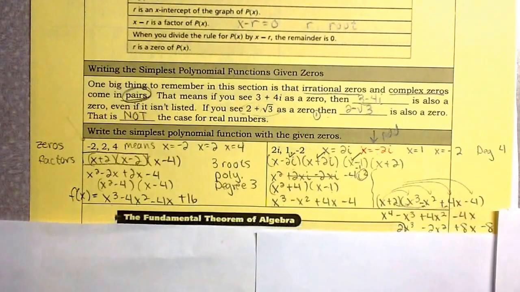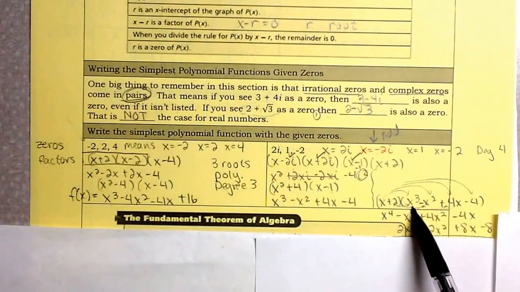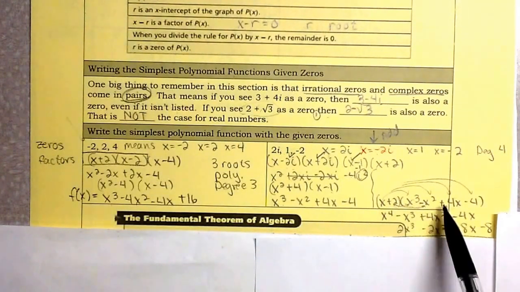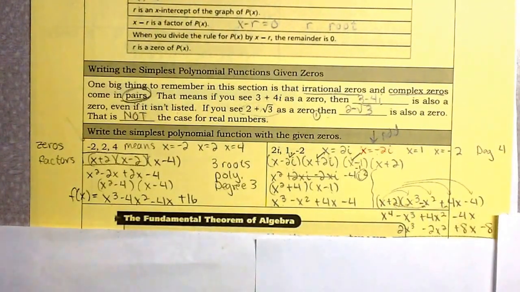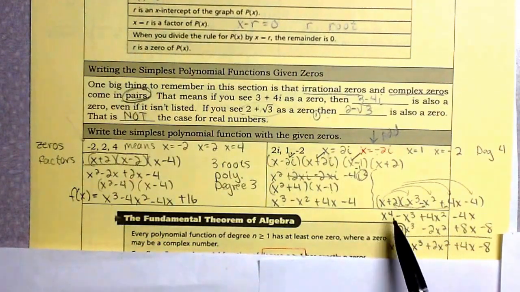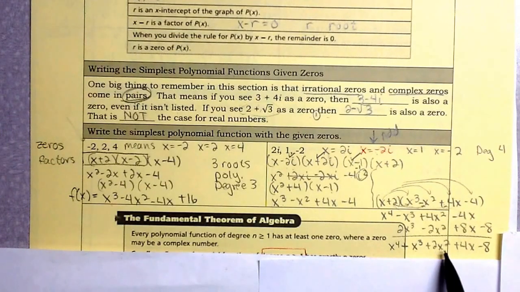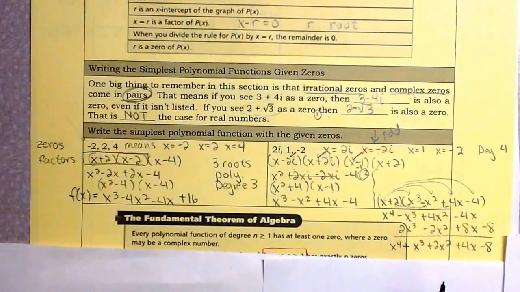Now I'll go back and get the 2. Now I have 2x cubed minus 2x squared plus 8x minus 8. And when I combine those, I like to line up the like terms. So when I add, I have x to the 4th plus x cubed plus 2x squared plus 4x minus 8.